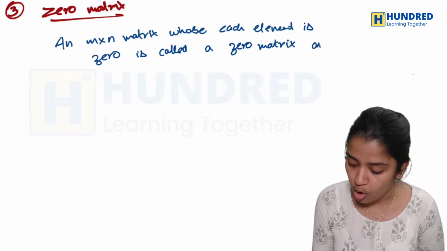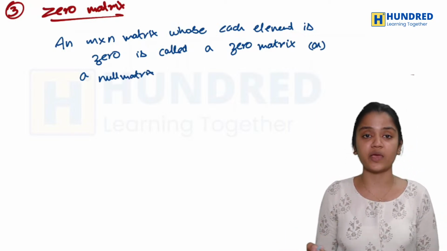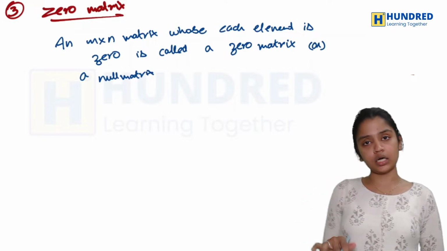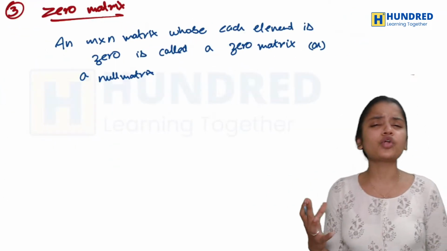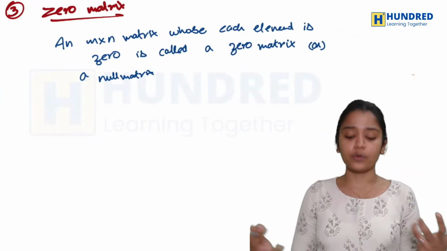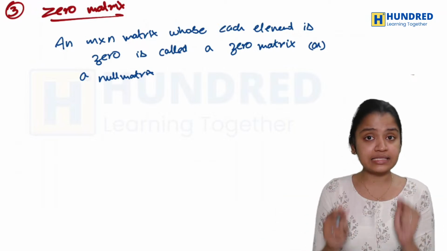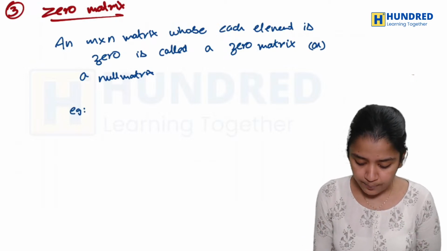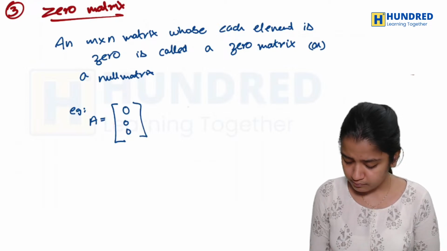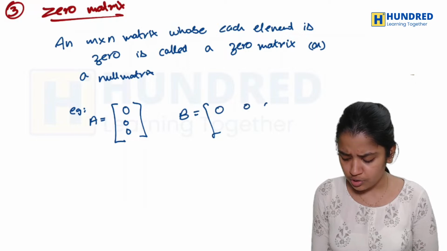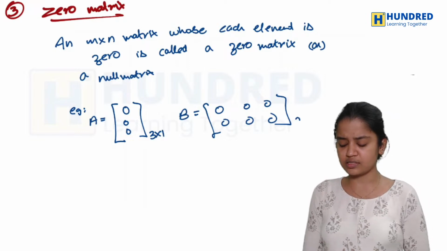You can write a zero matrix or a null matrix in this way. What can be the order? For these, unlike some other matrices, you do not have any fixed order. You can have any order. Here M cross N, your M and N can be any order, but the elements inside should be 0. For example, I can take A as 0 0 0, or I can take B as 0 0 0, 0 0 0. So the order of A is 3 cross 1 and the order of B is 2 cross 3.